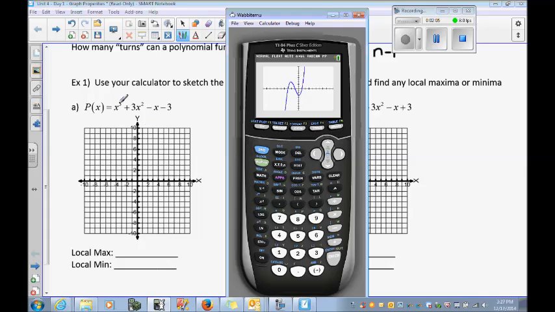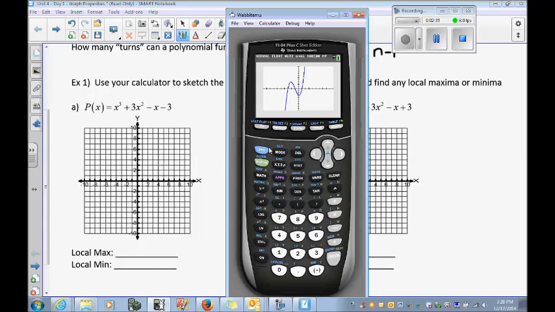Now, we notice here this is x cubed, which is 3 for our exponent. And how many terms does this particular polynomial have? 3 minus 1, which is 2. Here's our first term, and here's our second term. 2 terms. Now, we want to find our local maximum and minimum. This is really simple on a TI-84 calculator.